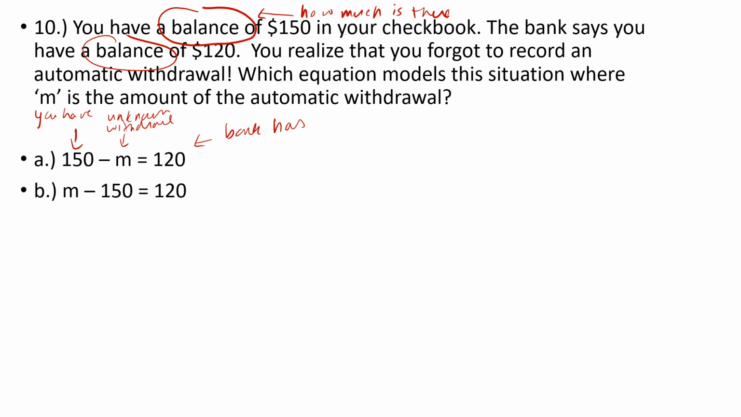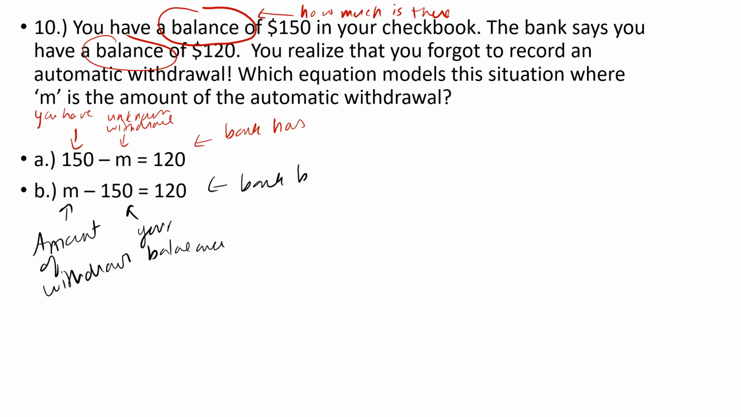Now, this one would be if you had the amount of the withdrawal and subtracted from that your balance, what you think you have, that would somehow give you the bank balance, and that should not work. So it's possible that you did not get this one correct. The one that works, the answer, is A. And it's possible you might not get that one correct because of knowing the vocabulary in the situation.